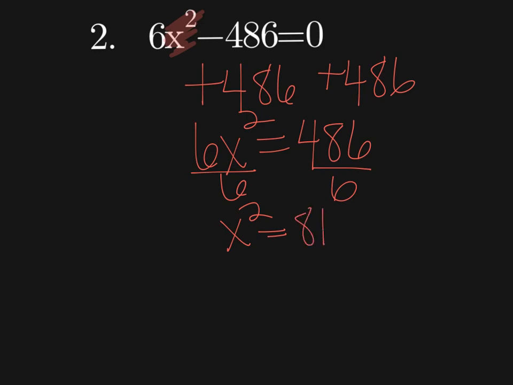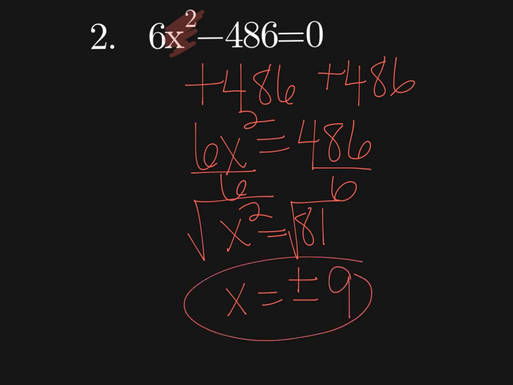Now again, we have that x squared, so we're going to take the square root. So x equals, now I took the square root, so I know I have a plus or minus, and the square root of 81 is 9. It's a whole number. Again, you do plus or minus, because if you have 9 times 9, you get 81, and if you have -9 times -9, you get 81. So there's two ways to get 81, a plus or a minus. And that's it for the square root method.